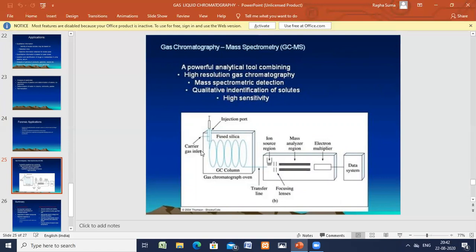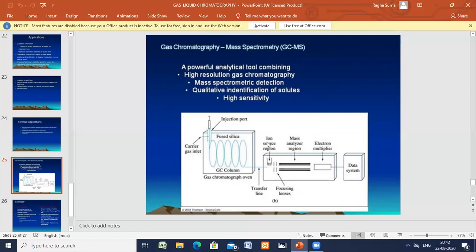Here you can see the instrumentation: carrier gas inlet, injection port, fused silica GC column. This is the oven. Here you don't have the detector. This is all the GC, gas chromatography: carrier gas, sample injection, oven. Then immediately you should actually have a detector. In place of this detector, it is connected to the MS, here, this line.